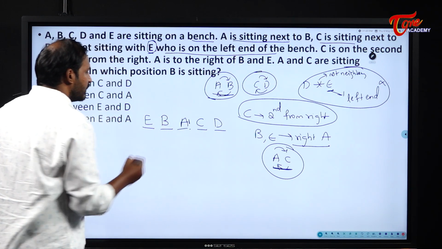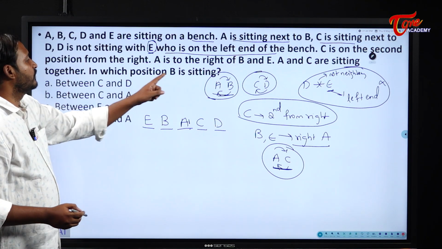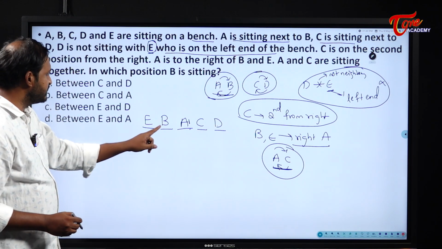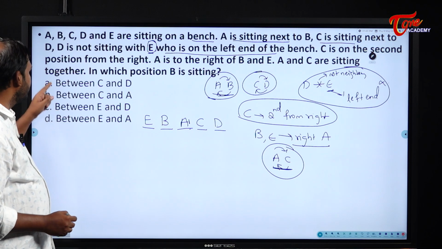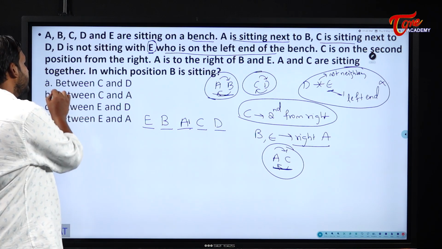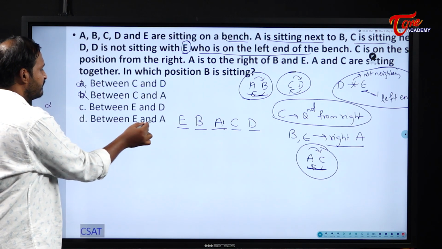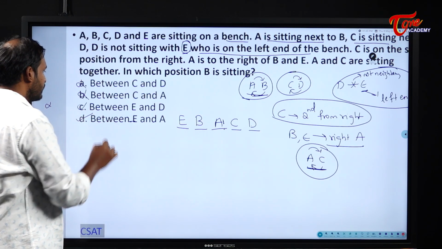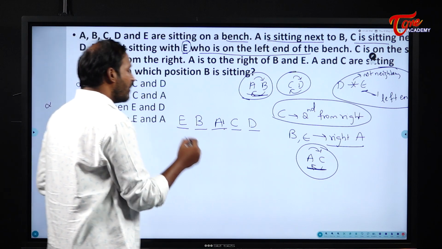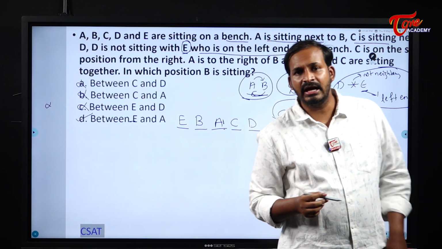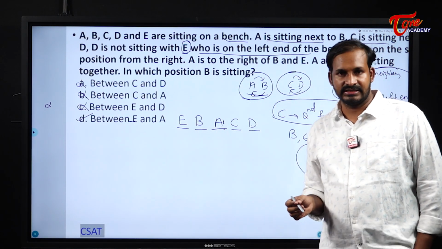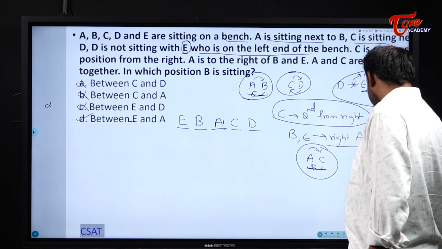Right? Now, in which position is B sitting? B is between E and A. B is between C and D? No. B is between C and A? No. B is between E and D? No. B is between E and A? Yes. So our answer here will be option D. Option D will be the correct answer in this case, right? Now we will see the next one.